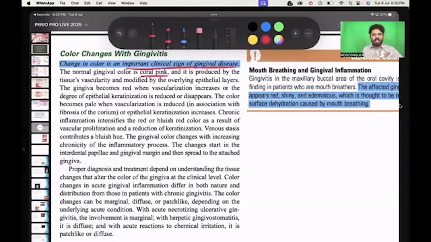The normal color of gingiva is coral pink. It is produced by the tissue vascularity and modified by the overlying epithelial layers. The gingiva becomes red when vascularization increases or the degree of keratinization decreases or disappears. These are the important points that you have to make a note of.